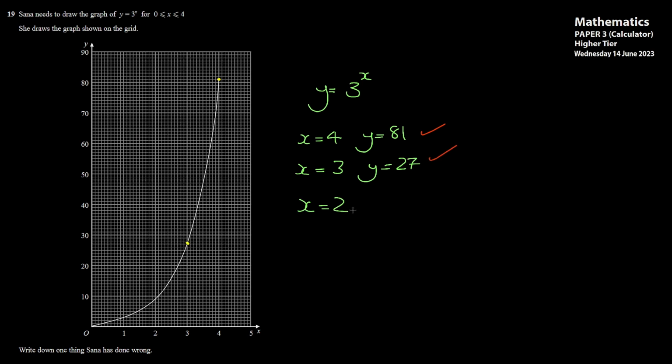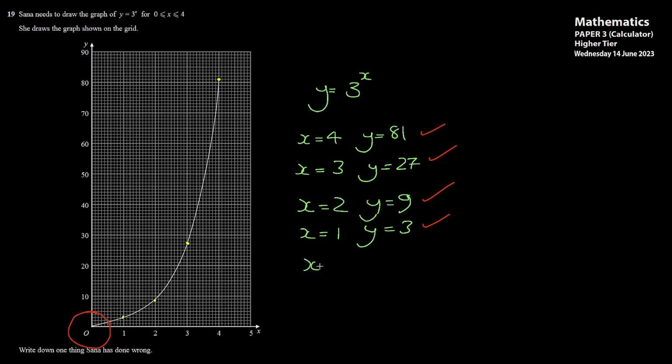X is equal to 2. So y is equal to 9. So this is correct. And lastly, x is equal to 1, y is equal to 3. Yes, that is correct. But there's the mistake.